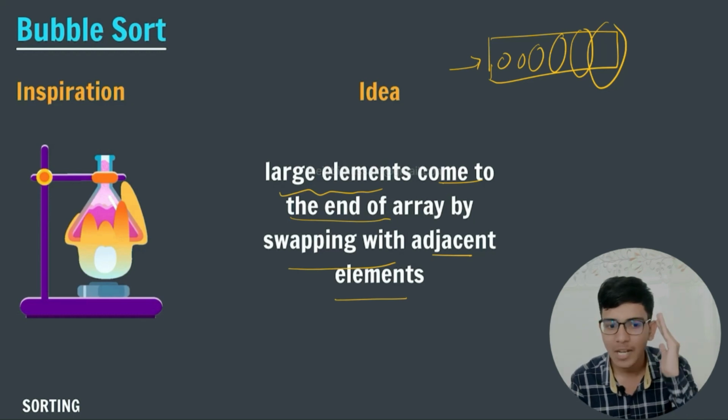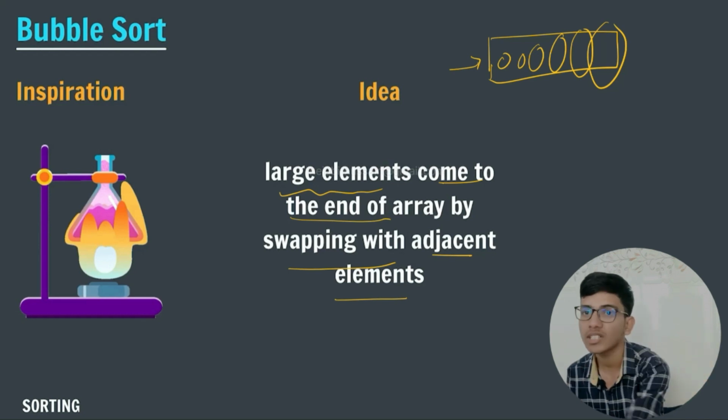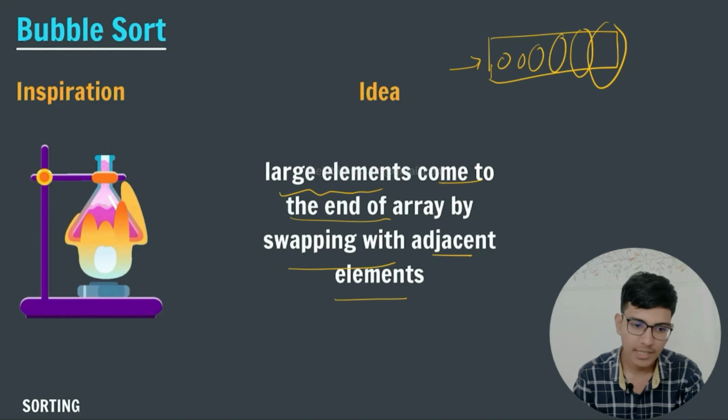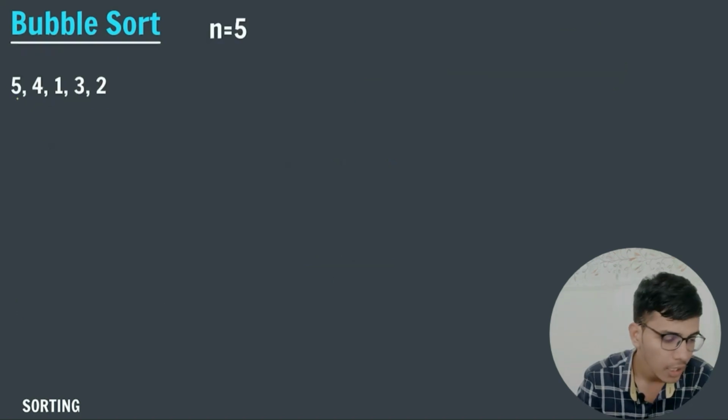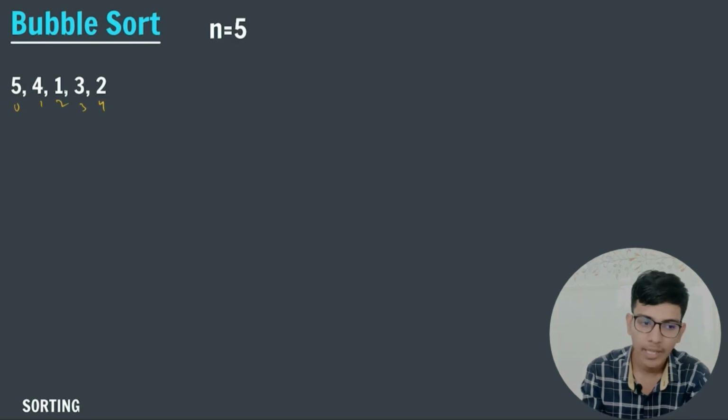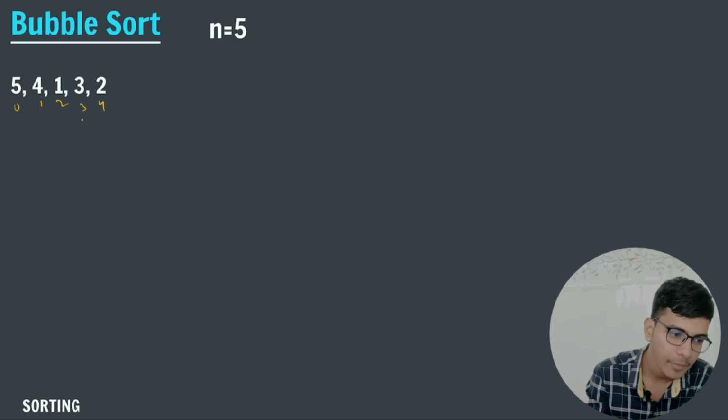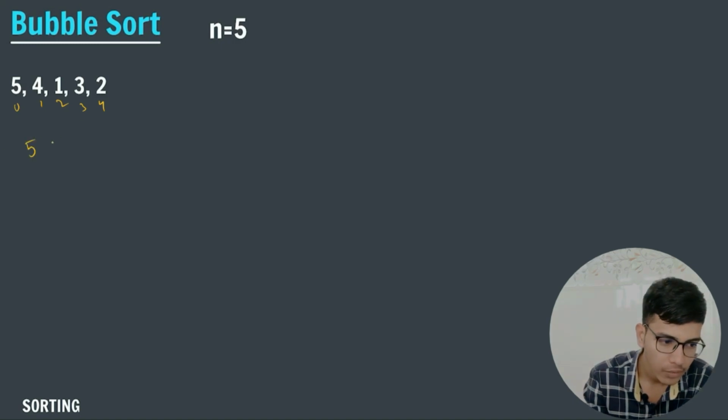Remember guys that the fundamental of bubble sort is whatever the biggest element is, we push it towards the end. So to understand, let us do an example. This is my array, and these are the indexes 0 1 2 3 4. These are my indexes and this is my array. So let me write my array here: 5 4 1 3 2.